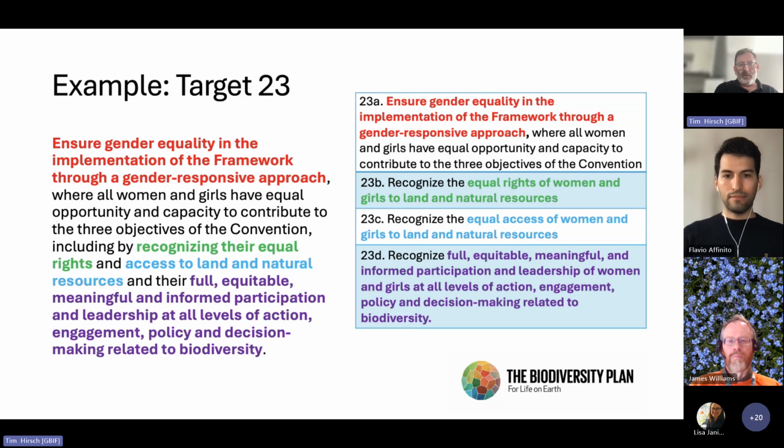And then in the second component, in the target, it reads, including by recognizing their equal rights and access to land and natural resources. Again, this was where we had a very constructive suggestion from within the RTEG that where that originally had been a single element, actually the question of equal rights and equal access are two distinct things that should be measured separately. Therefore, they're two elements. And then the final part is bringing in the remainder of that target, which refers to full, equitable, meaningful, and informed participation and leadership.